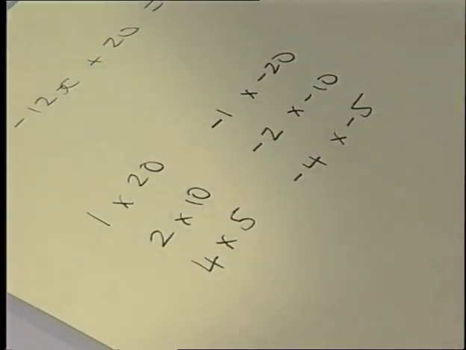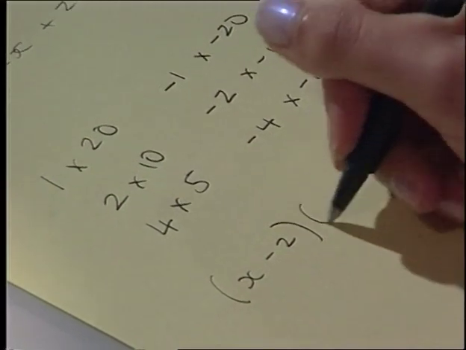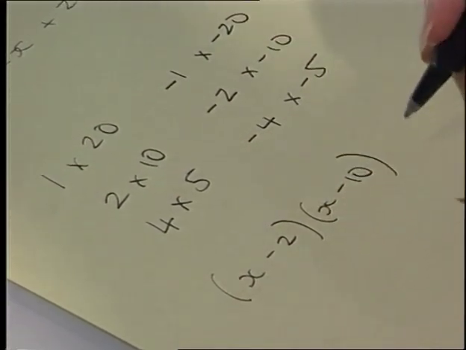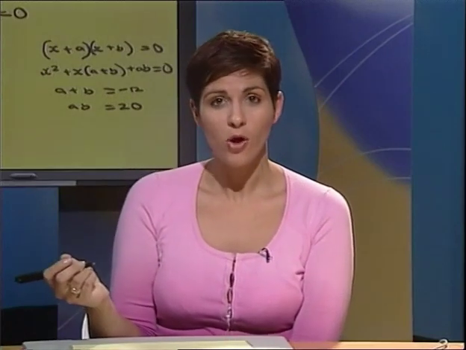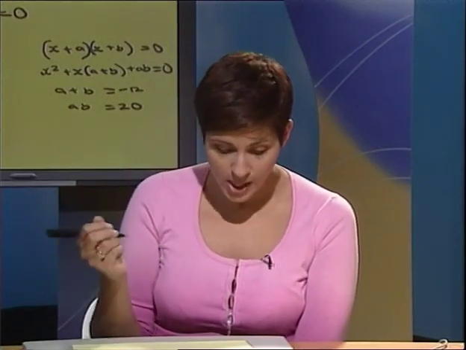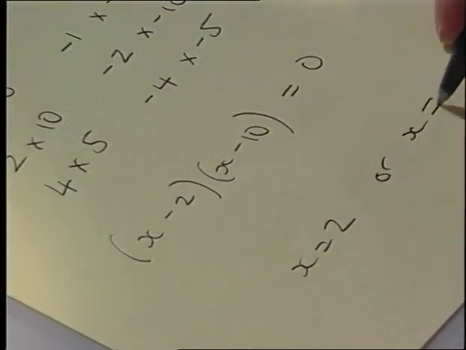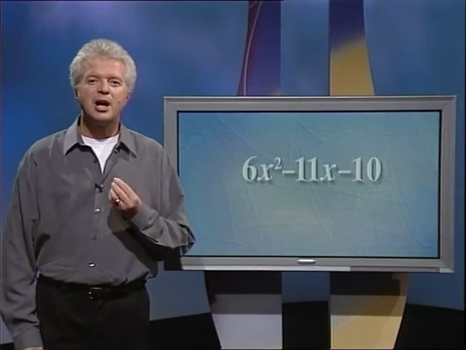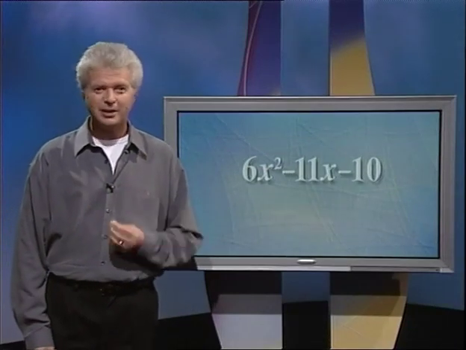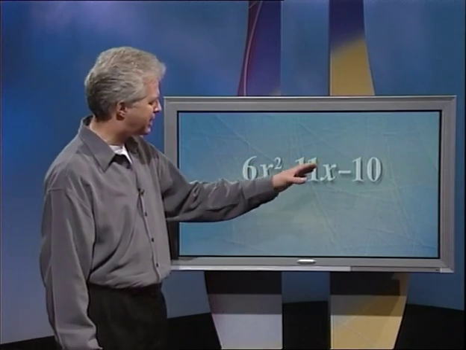It doesn't matter which is a and which is b, and I can just plug these numbers straight into my brackets. So I have (x minus 2)(x minus 10), and that's all equal to 0. So I can solve the quadratic completely because I can see immediately that x is equal to 2 or x is equal to 10. But what if I had to factorise an expression where the x squared term had a coefficient that wasn't 1? What about something like 6x squared minus 11x minus 10?